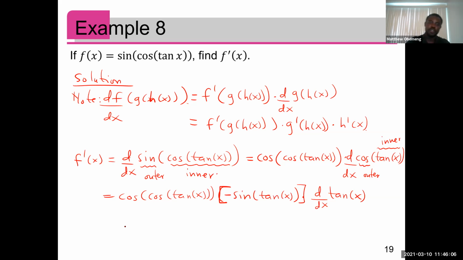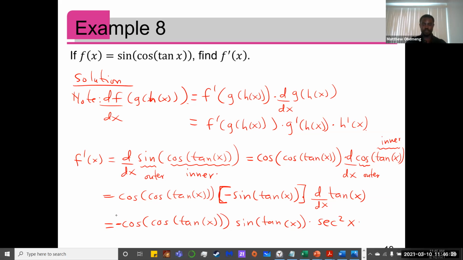And what's the derivative of tan of x? That's secant squared of x. So let me bring the negative in front here. So negative sine of tan of x, and then this time secant squared of x. And that's it. That's your derivative.